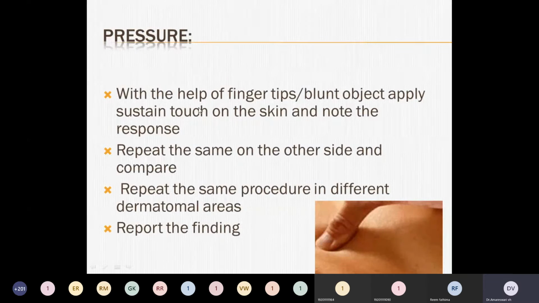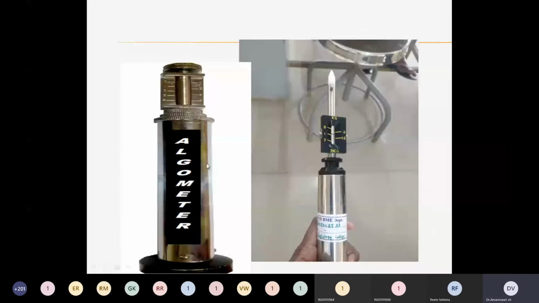So, for pressure sensation, you are using the fingertip or the back side of the pencil or pen. This is the algometer. This instrument we have in our department, and it can be used to check the pressure. This area we can keep perpendicular to the skin and we can identify. If you give more pressure, it will be perceived as pain sensation.